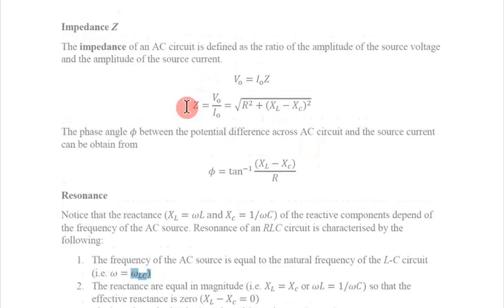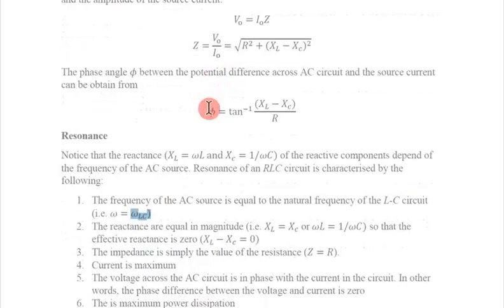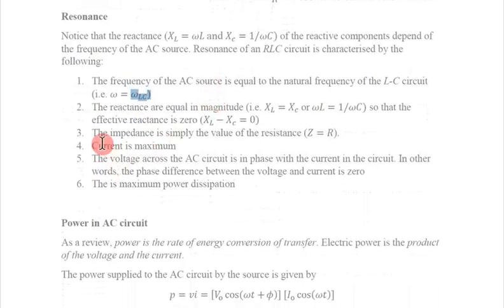Remember, the impedance is given by R squared plus, in brackets, inductive reactance minus the capacitive reactance, all squared. So if this is zero, then everything here will be zero, leaving the R squared. The square root of it gives you the impedance. Then the next thing is that the current is maximum. So if we have a current that is being affected less, then we have a maximum current that will be flowing through the whole circuit.